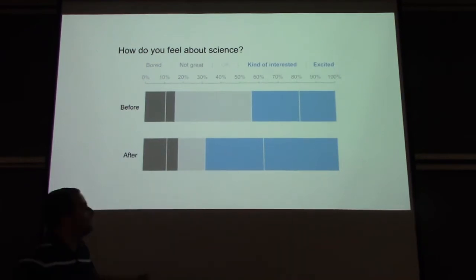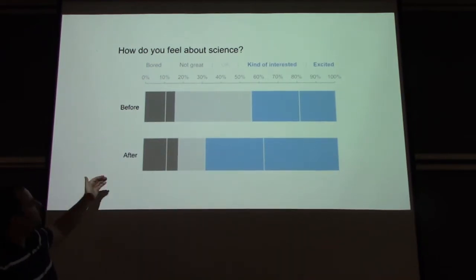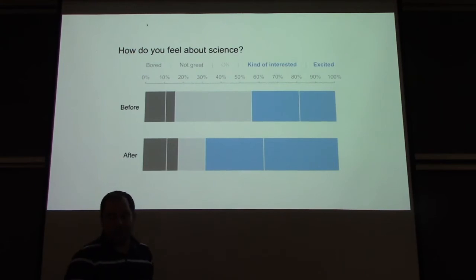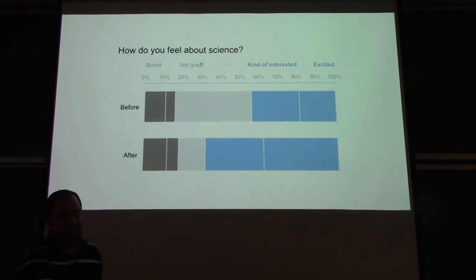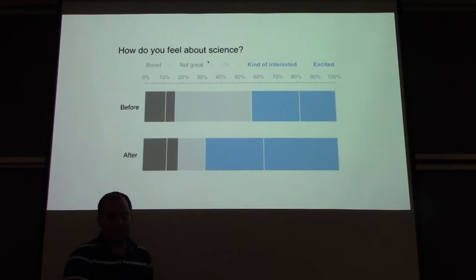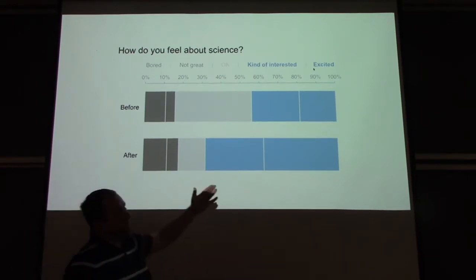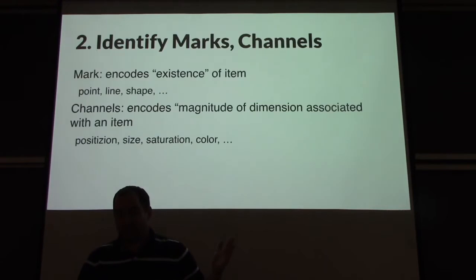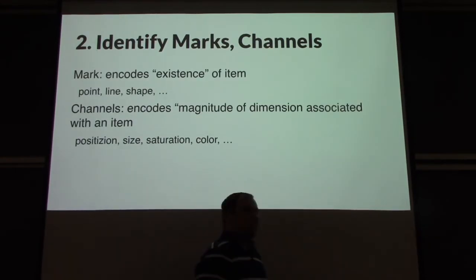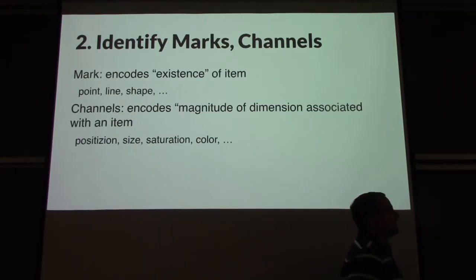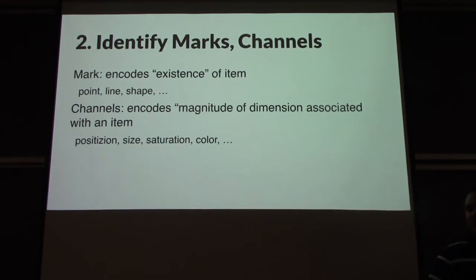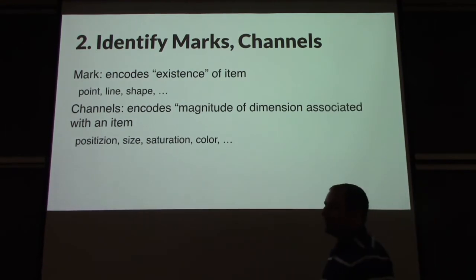So we have essentially two different categories, before and after, and then we have these five categories here. And then on top of these five categories, the designer here has also created an order, a not great group, a kind of interested and excited group. And so he lets us make these comparisons very explicitly. The thing that people struggle with the most is, interestingly, identifying marks and channels. And here, it's not actually the channels, it's the marks.